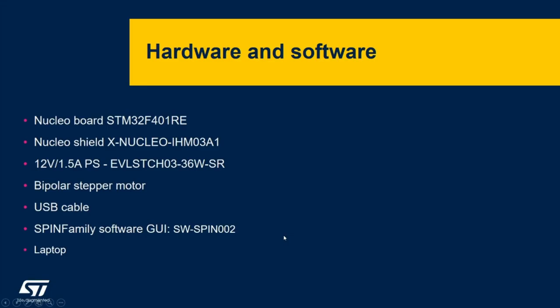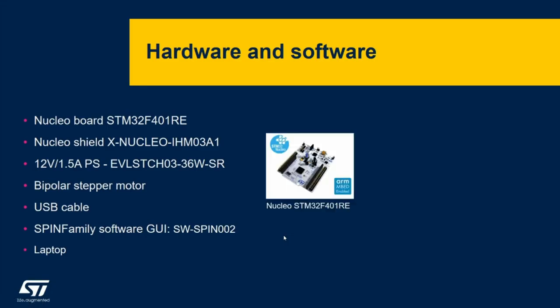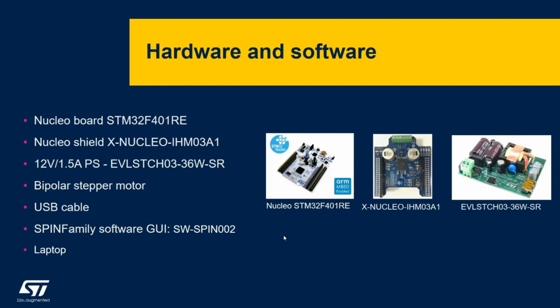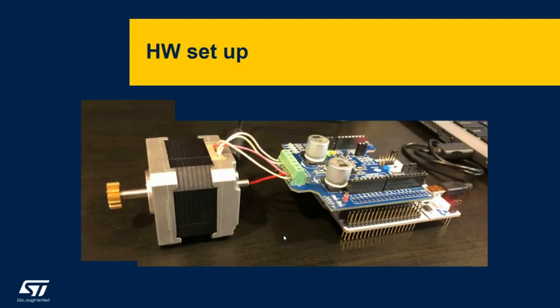The hardware and software I'm going to use consists of a Nucleo board STM32F401RE, an expansion board with the PowerSTEP01, the IHM03A1, a power supply capable of providing 12 volts 1.5 amps, such as the EVL STCH336W SR, a bipolar stepper motor, a USB cable, the SPIN family software GUI STSW-SPIN002, which is available on ST.com, and a laptop. Here is a picture of the final hardware setup.